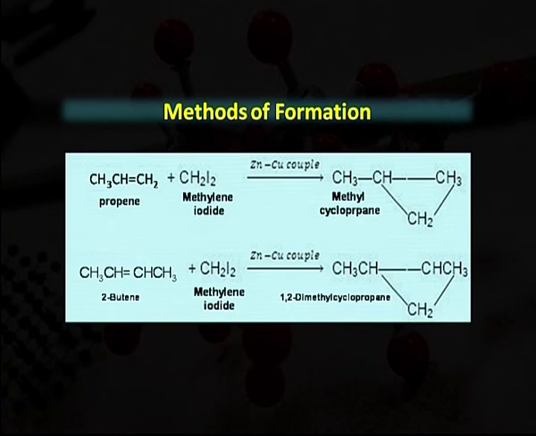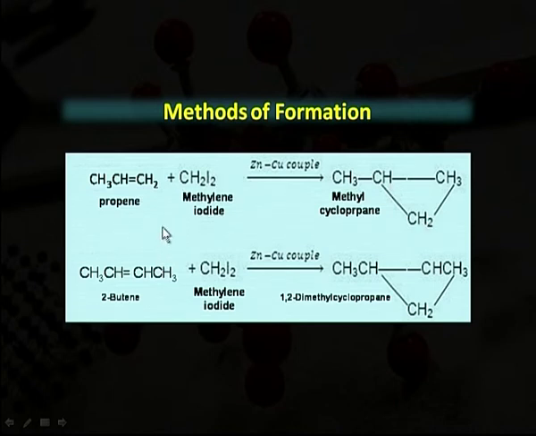As per the reaction, we are seeing that this propene, prop-ene, ene means double bond, prop means 3 carbon atoms, 1, 2, 3. Propene, when reacting with methylene iodide in presence of zinc copper couple, gives methyl cyclopropane, this methyl and this one is the propane.